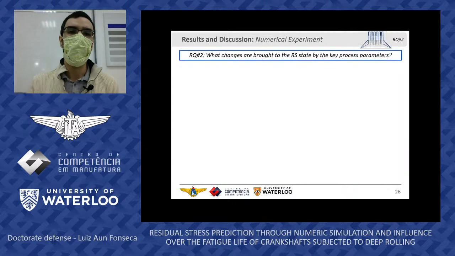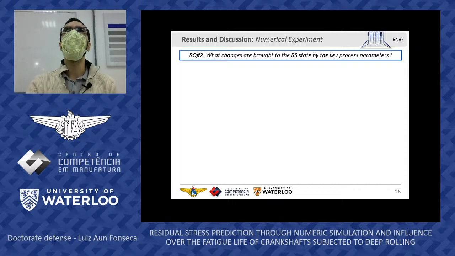All right, so moving on. With the deep rolling model validated, we can move on to the second research question, where we ask how the key process parameters are changing the residual stress state.